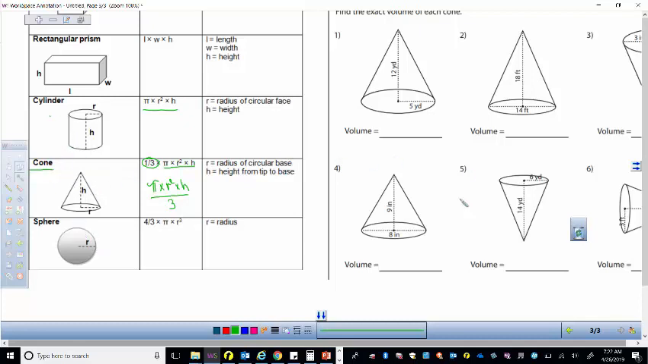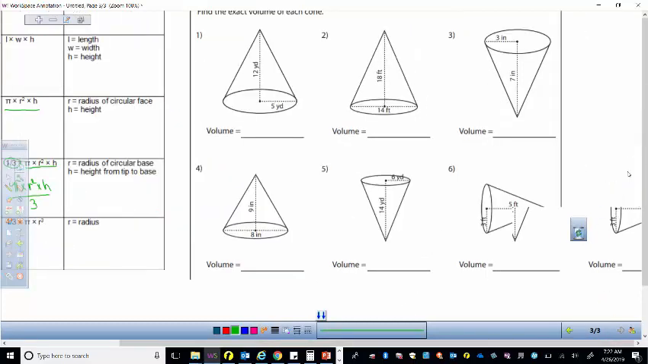So let's try one. And remember, the Iowa assessments have formulas on them, so we need to make sure we understand how to use the formulas. All right, so our first one, we would take pi times our radius squared, so that's 5 squared, times 12, and then we're going to divide that by 3. The dividing by 3 is going to be at the end. That's the last thing you want to do.